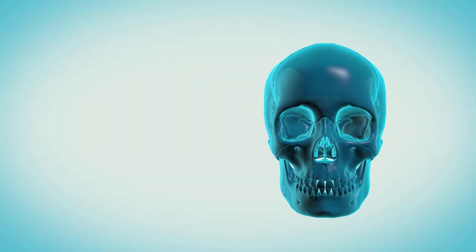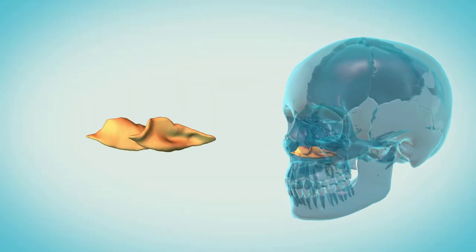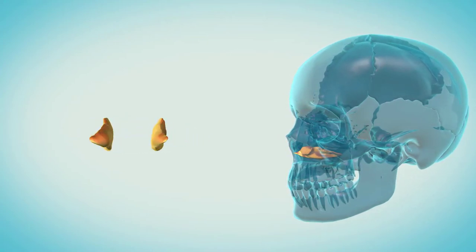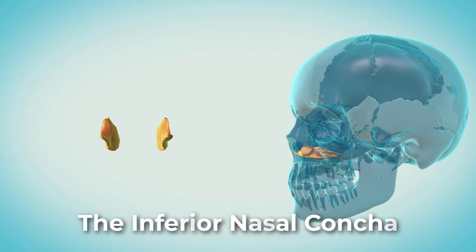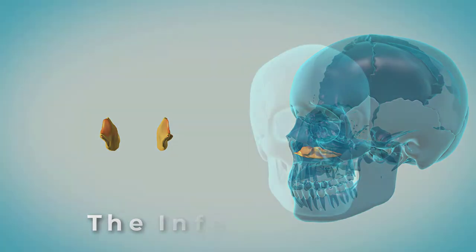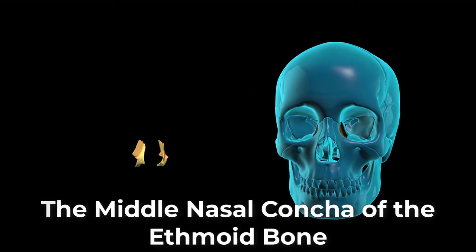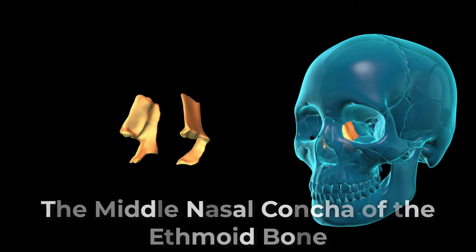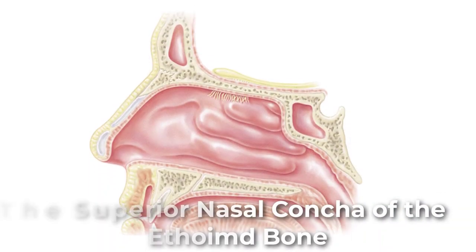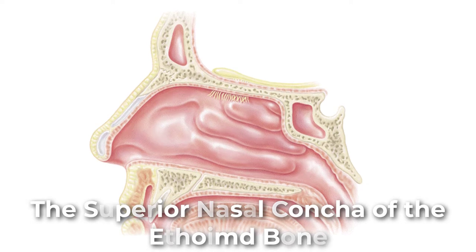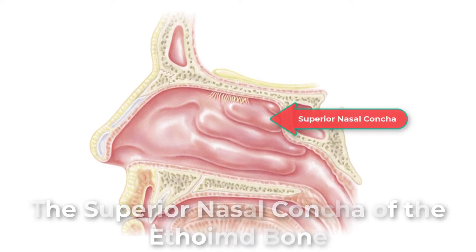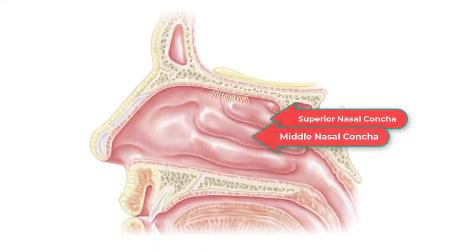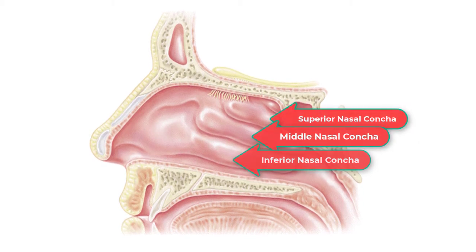When looking into the nasal cavity from the front, two bony plates are seen projecting from each lateral wall. The larger of these is the inferior nasal concha, which is an independent bone of the skull. Located just above the inferior concha is the middle nasal concha, which is part of the ethmoid bone. A third bony plate, also part of the ethmoid bone, is the superior nasal concha. It is much smaller and out of sight, lying above the middle concha.